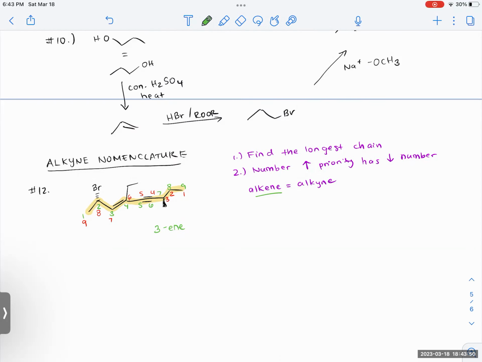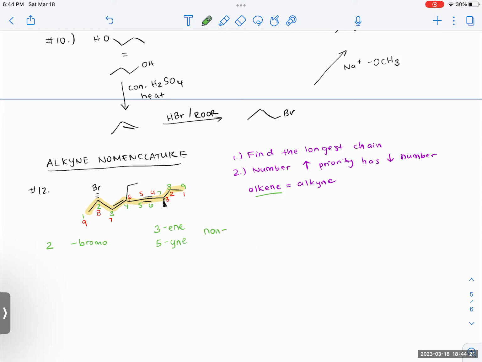I like to make a list of all the things that I have before I write the name down. So we've got a bromo on 2, and its configuration. We have an yne on 5. And this is nonane.